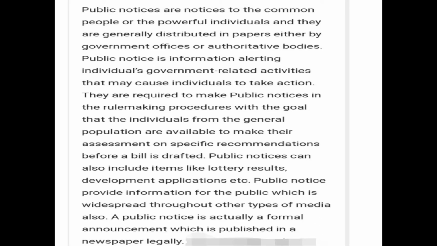Public notice provides information for the public which is widespread throughout other types of media also. A public notice is actually a formal announcement which is published in a newspaper legally. So this is the introduction to the public notices.